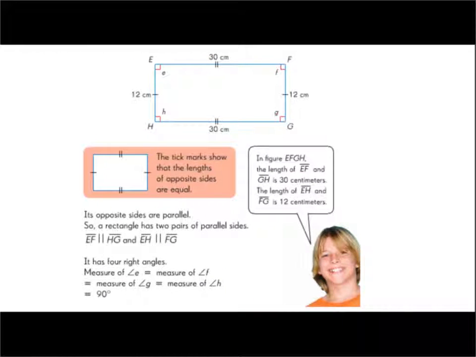Some more properties of rectangles are, like I was saying earlier, the opposite sides are parallel. Notice again how they write the names of the line segments and indicate that they are parallel. Okay? And the four angles are 90 degrees. So there's really only one difference between squares and rectangles, and it's that rectangles have two sides that are longer.